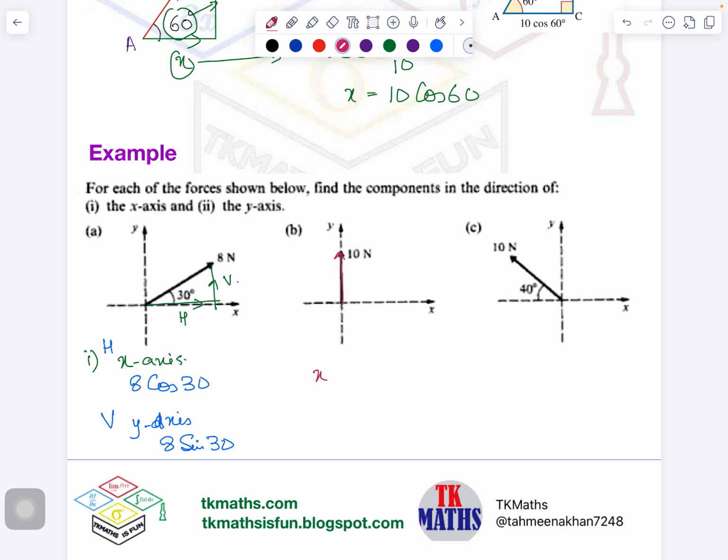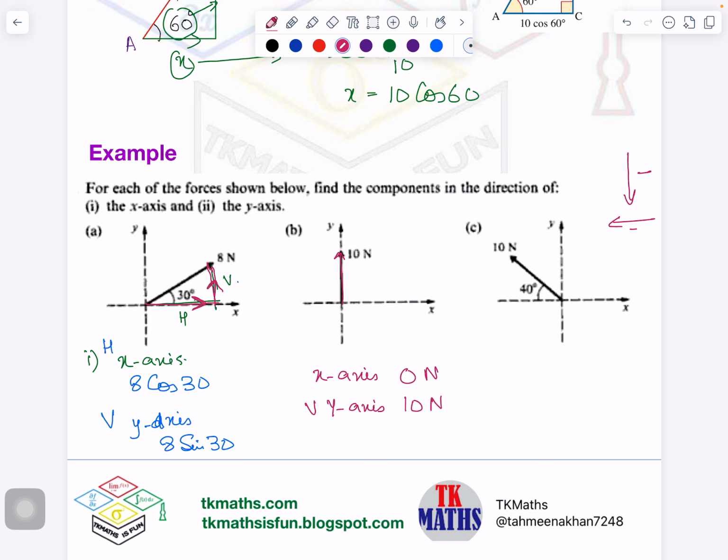Similarly, in this case, for this force, there is no horizontal component. So horizontally, along the x-axis, you can say it is 0 Newton. But vertically, which is the y-axis, it is 10 Newton because it is in a vertical direction. So you don't need to apply any SOHCAHTOA here. Always remember, right-hand side means positive, up is positive. But when it is downward, it will be negative, left will be negative, just like the conventional method.